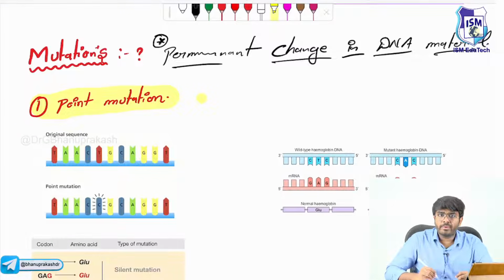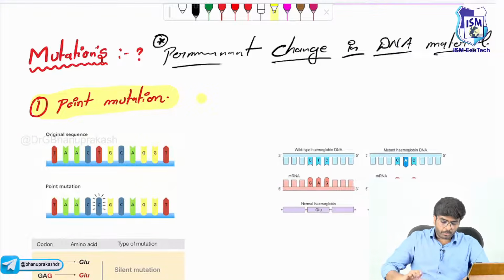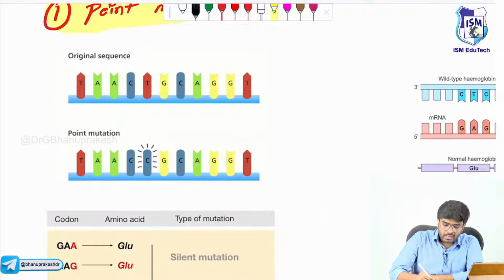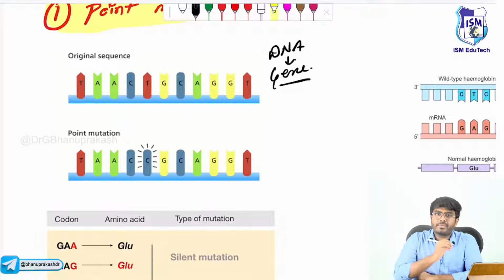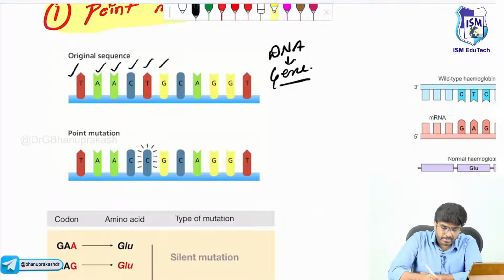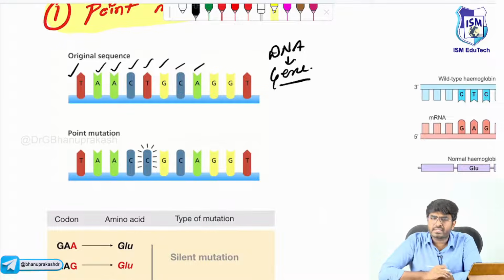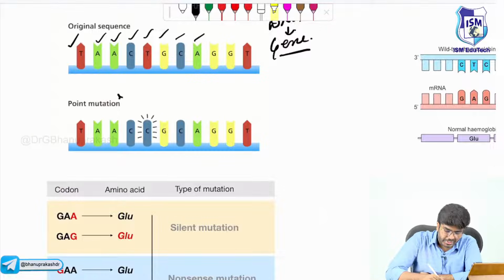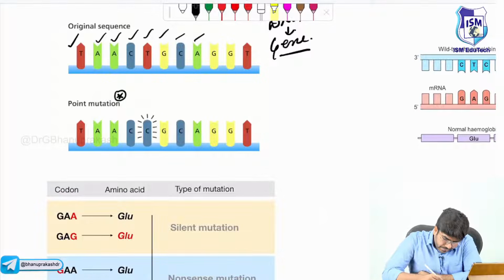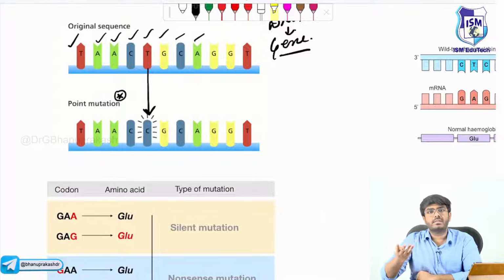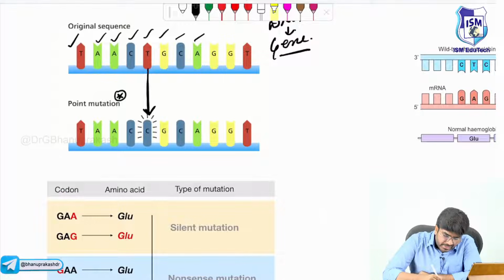Do you have any idea about point mutations? Let me tell you, look here, this is a normal gene in the DNA. Everything is okay. You can clearly see the nucleotides: thymine, adenine, cytosine, thymine, guanine, cytosine, adenine. Now, point mutation happened. In this area, this T is replaced by C. One nucleotide is replaced.